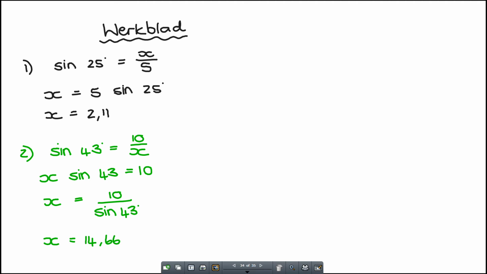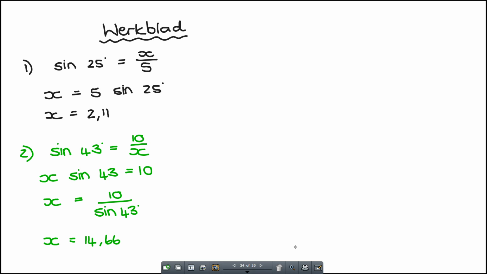Okay, by number 2, I use sin again, but now you will see my opposite side is 10, and the hypotenuse is x. Okay, now we use the same rules. I've got to start at the bottom. So if I take it over, it will become x times sin 43 will be equal to 10.